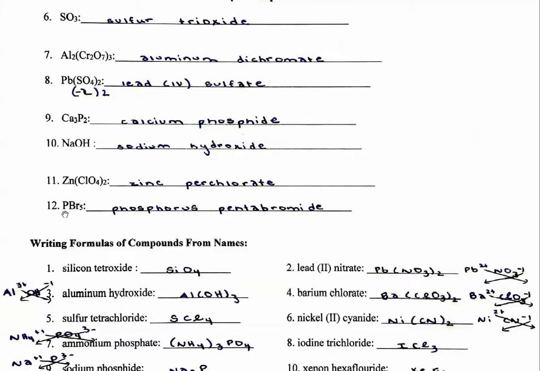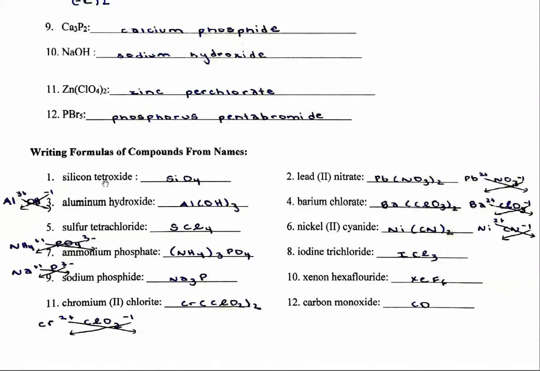P is a nonmetal, therefore this is going to be molecular. So it's phosphorus. Remember, I can't write monophosphorus, phosphorus, and then pentabromide. Okay. Let's go down. Silicon tetroxide, silicon Si, 1 silicon, 4 oxygens. Okay. Aluminum hydroxide, aluminum has a +3 charge. Hydroxide is a polyatomic ion with a -1 charge. So I cross my charges. It's Al(OH)3. Make sure to have your parentheses or else you have 3 hydrogens, 1 oxygen, and that's not correct. We want 3 hydroxides together.